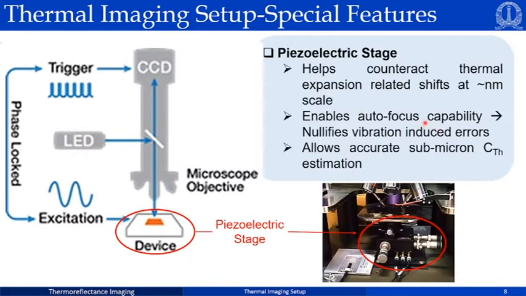So in addition to this thermal expansion corrections, the piezo stage also enables autofocus capabilities. That is, it allows the device to be always kept under focus by nullifying vibration induced errors. Because of vibration, there might be changes in the Z direction which might take the device away from our focus region. And therefore the piezoelectric stage enables capturing of accurate submicron thermo-reflectance coefficient as well as delta T maps, temperature maps.